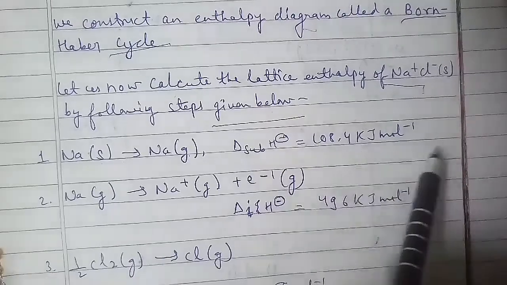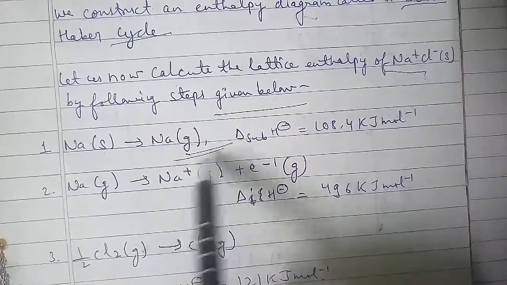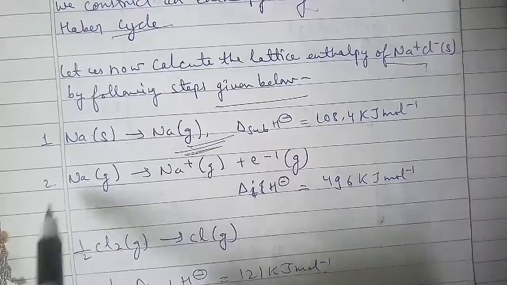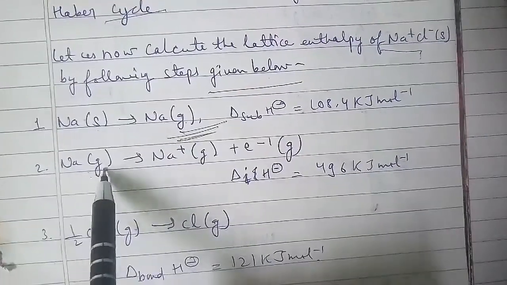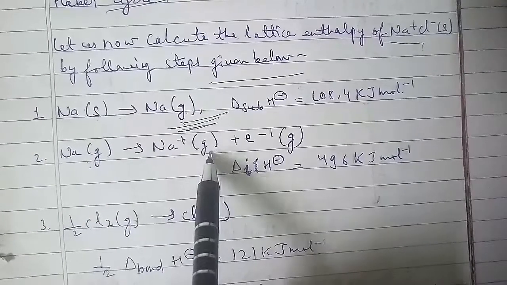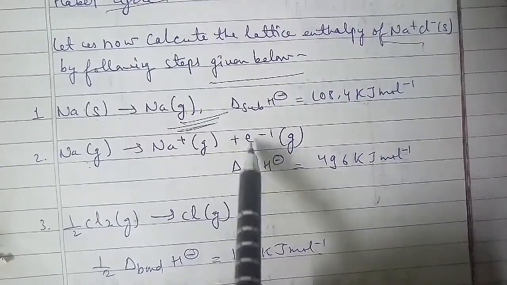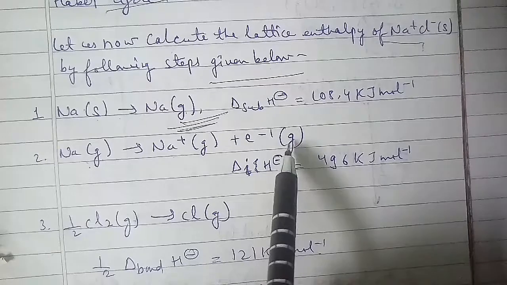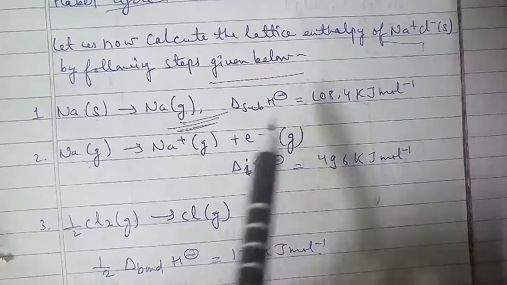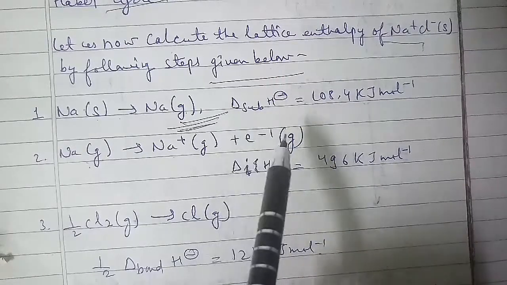With regard to the second one, Na in the gaseous form gives Na+ in the form of gas, with the loss of 1 electron. This is the ionization of the sodium atoms, the ionization enthalpy, and the ionization enthalpy that we will get is 496 kJ mol^-1.